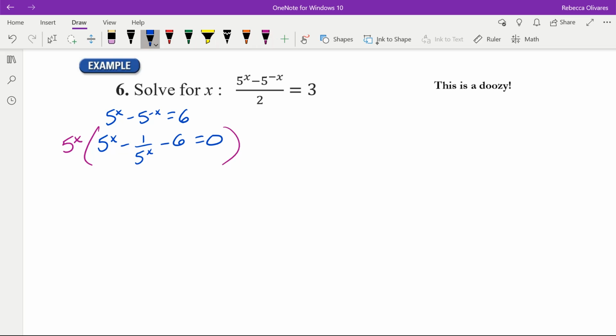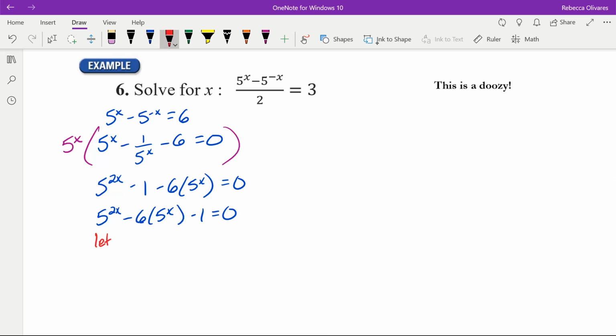So 5 to the x times 5 to the x, the bases are the same. You add the exponents. That's 5 to the 2x. And that's going to reduce down to just 1. And then we're going to have this minus 6 times 5 to the x equals 0. If I rearrange it, I have 5 to the 2x minus 6 times 5 to the x minus 1 equals 0. There, once again, is our hidden quadratic.